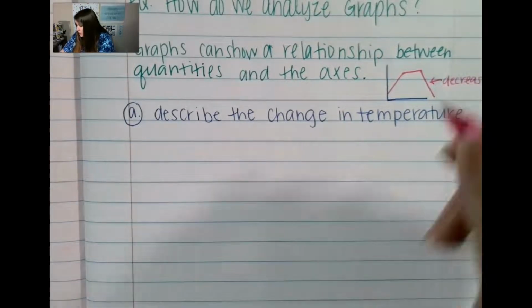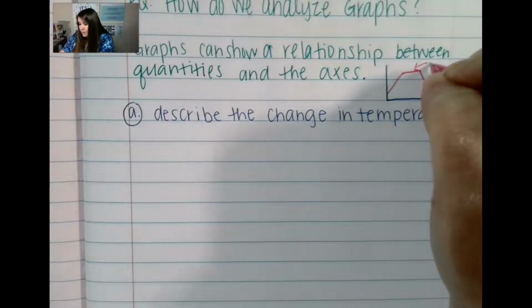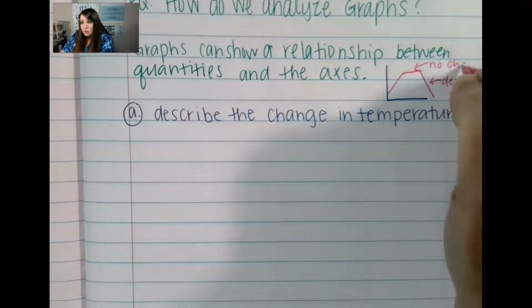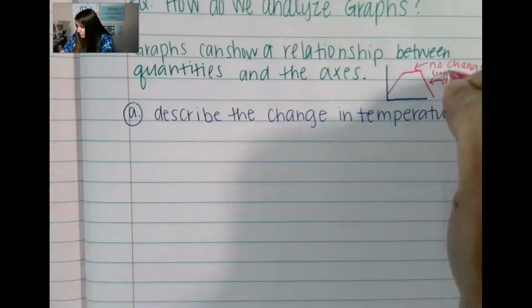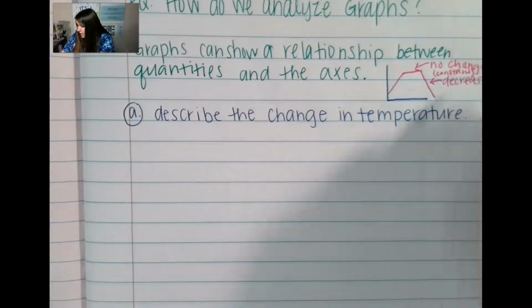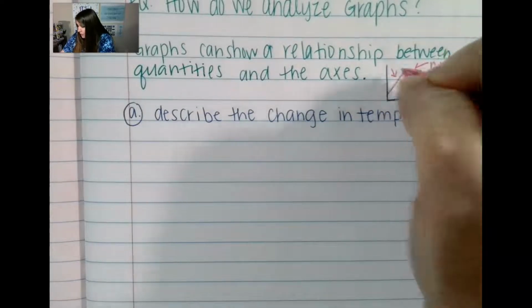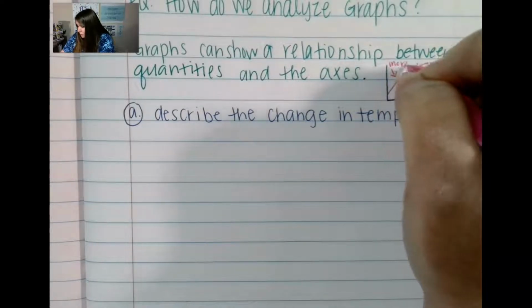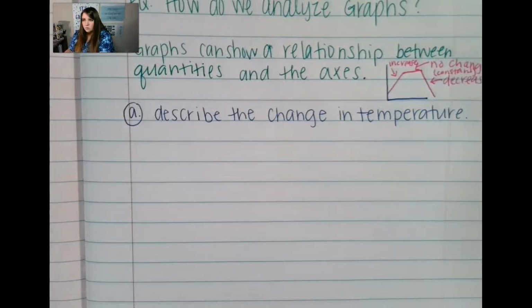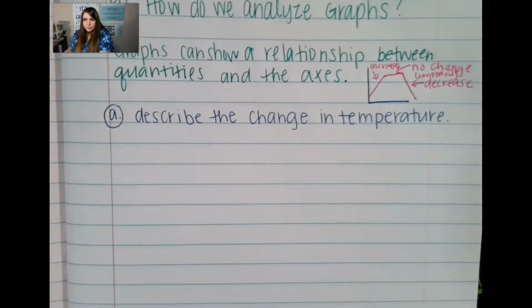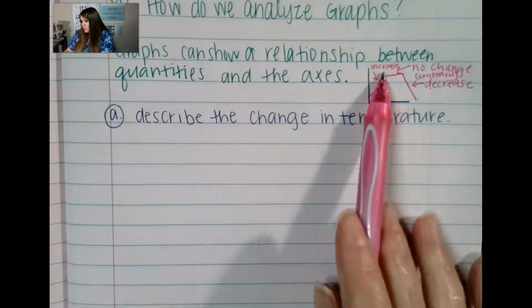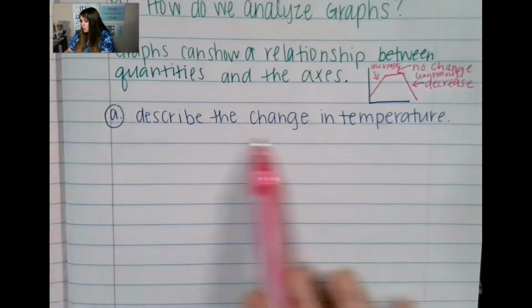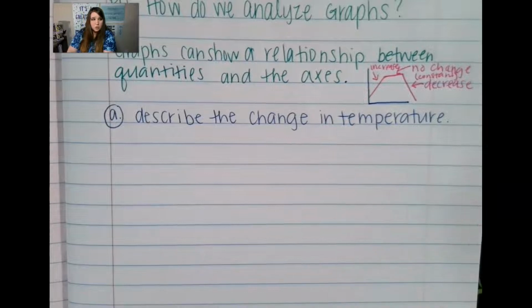So let's label these different parts so we can use these words to help us describe. So a decrease, the flat is no change or constant. And then last we have this part here, which was the increase. Sorry that is so small. I should have made that bigger. Okay, so we have different parts. So we're going to use these words to help us describe the change in temperature.